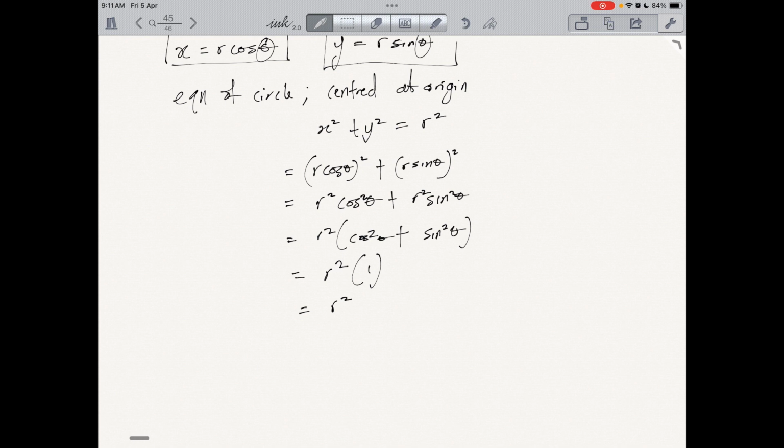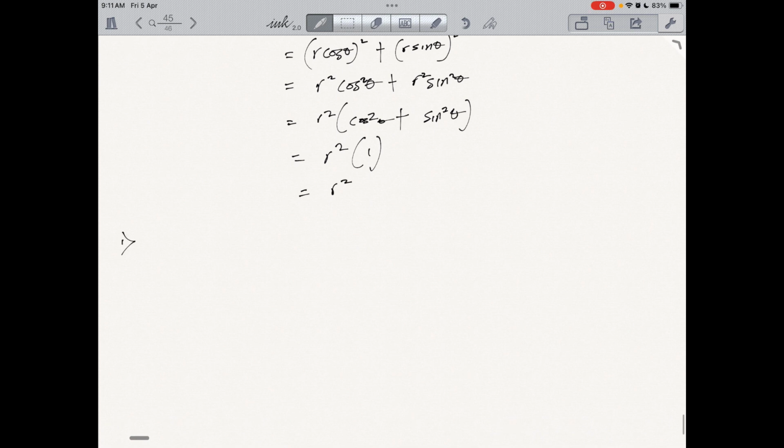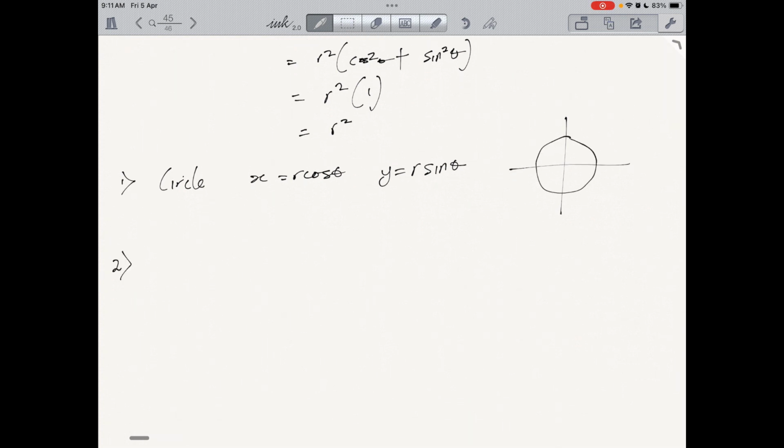Now, there are also several forms of parametric equations. Now we have considered the circle. For a circle, x is r cos theta and y is r sin theta, and if it's centered at origin, we have something like this. Another example is the ellipse. For the ellipse, x is a cos theta and y is b sin theta, and the graph is similar to this.